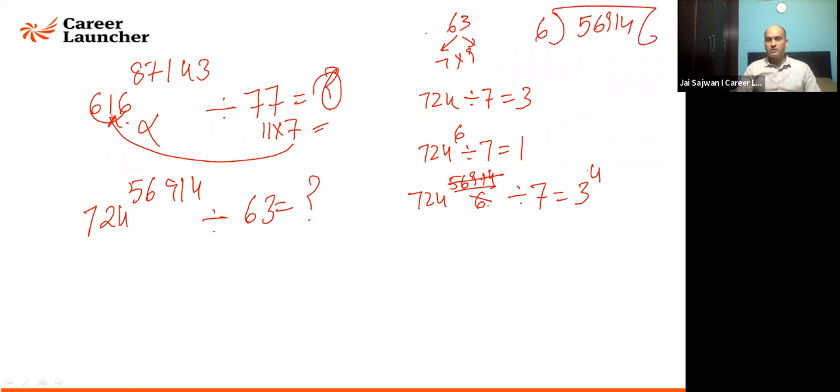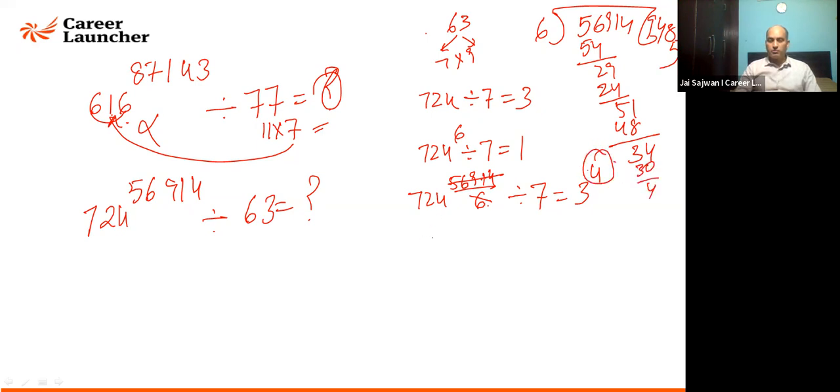I know whenever the power is 6, remainder comes out to be 1. 6 9s are 54. I'm doing it so that you can see. 6 4s are 24, remainder is 5. 6 8s are 48, the remainder is coming out to be 3. And 6 5s are 30, remainder is coming out to be 4. That's why I have written 4.